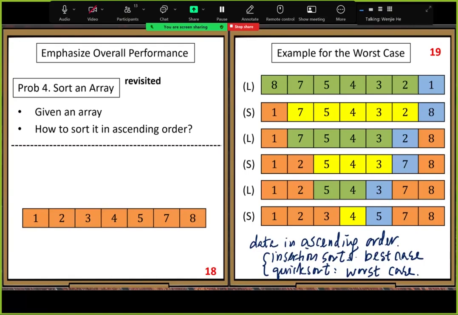When you apply a sorting algorithm, the computer does not have eyes. The computer cannot see that your data is already sorted. It just implements its code step by step, going through all the instructions in your code, and then you get the worst case. So that's the quicksort.